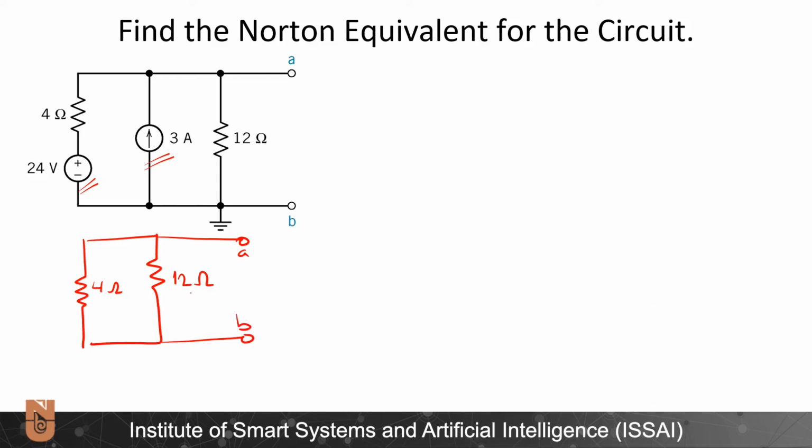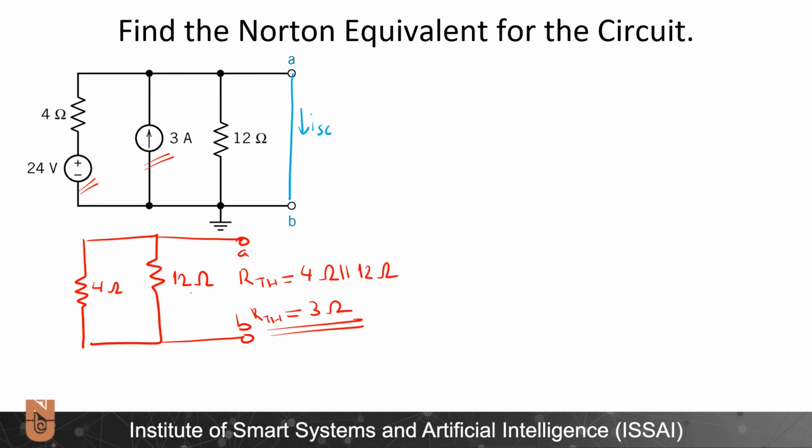4 ohms and 12 ohms are in parallel. Therefore, our R Thevenin, which is equal to 4 ohms in parallel to 12 ohms, will be 3 ohms. Now I need to find the I short circuit. I am connecting these two. I write here I short circuit.